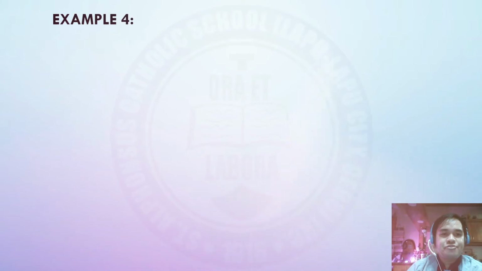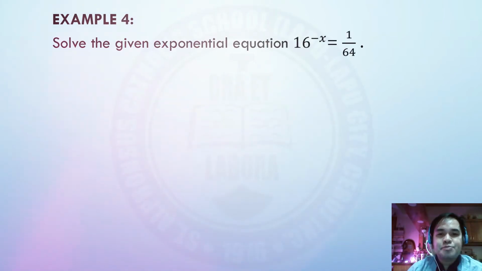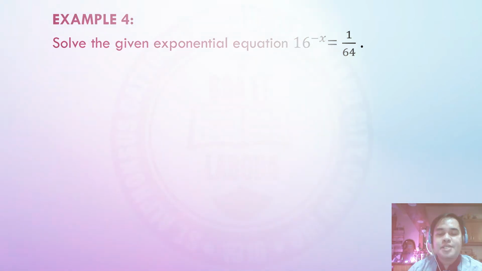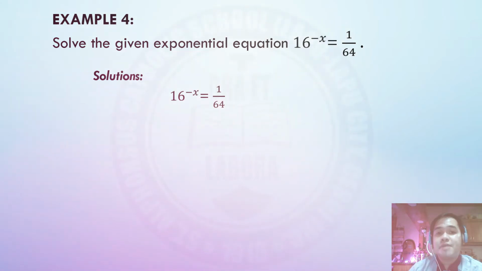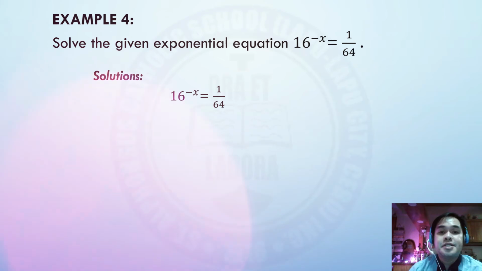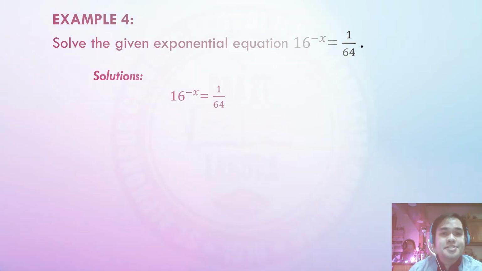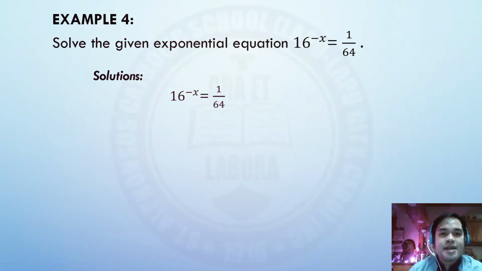For example number 4, solve the given exponential equation 16 raised to negative x equals 1 over 64. Here are the solutions. First, copy the given. Make the bases of the expressions being equated here the same. We have 16 raised to negative x and 1 over 64.